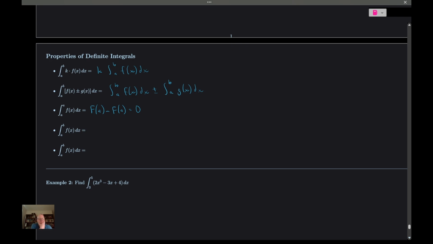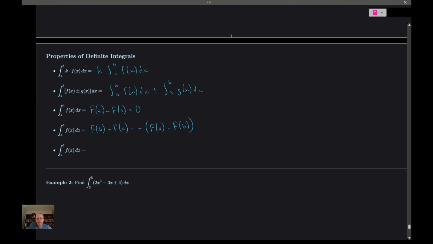Then let's evaluate this. If we evaluate this using the fundamental theorem, we'd write this as capital F of b minus capital F of a. And what we can do is reverse these, or let's factor out a negative. So we could write this as negative, capital F of a minus capital F of b. So all we're doing is basically reversing the order and then pulling out the negative.